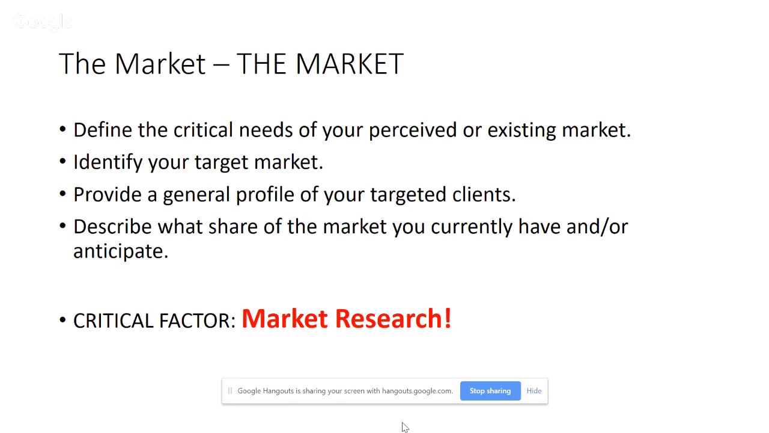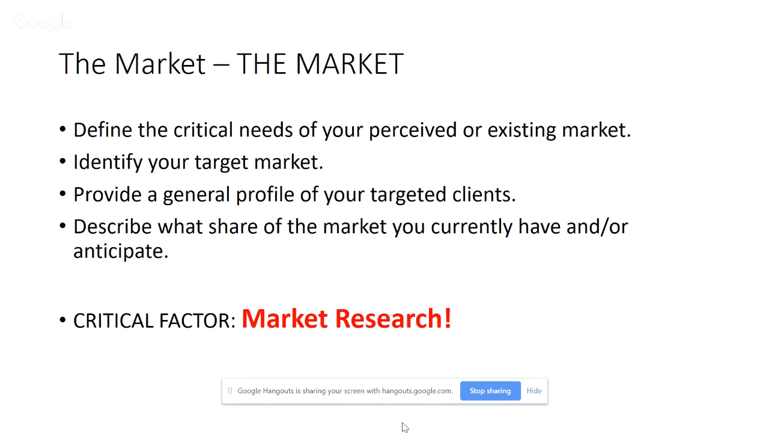And also, once you do your market analysis and research, you'll be able to understand how much of the market is being addressed by competitors, and potentially how much market share you can capture based on your market research. So again, the critical factor is market research, right?